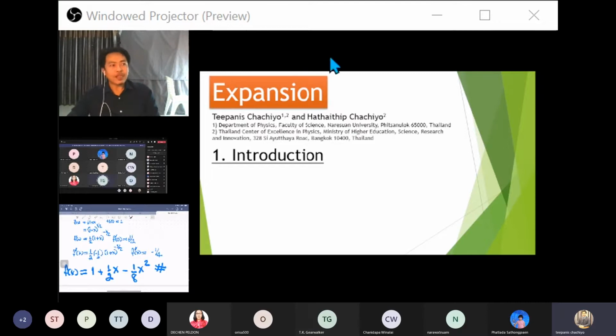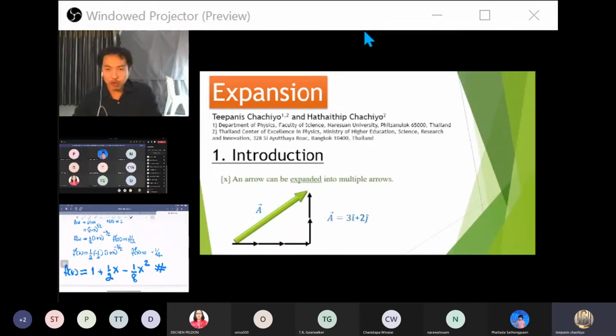So let me look at the first example of the expansion. For example, we have an arrow, the big green arrow here. It can be expanded into many smaller arrows. We have 3 of the horizontal arrows and 2 of the vertical small arrows over here, and this is what we write as the official notation. An arrow is called a vector in mathematical terms, but I prefer to use the word arrow. It sounds easy and informal.